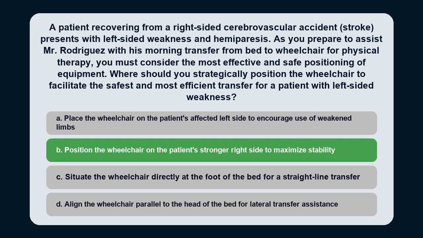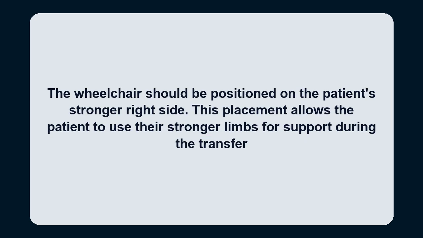The answer is B. The wheelchair should be positioned on the patient's stronger right side. This placement allows the patient to use their stronger limbs for support during the transfer.